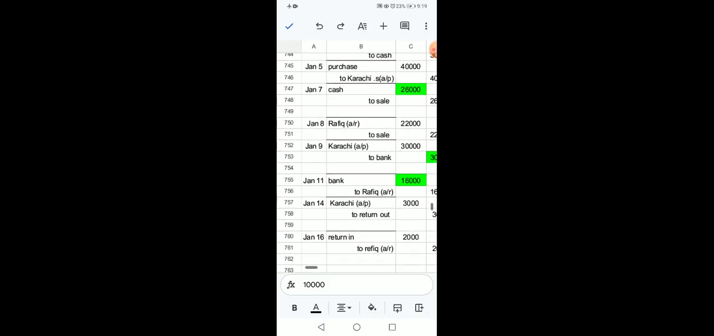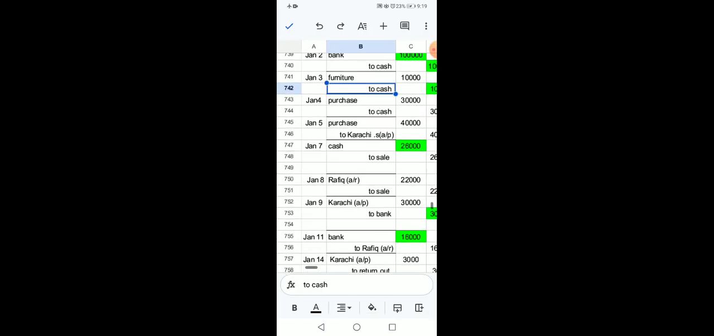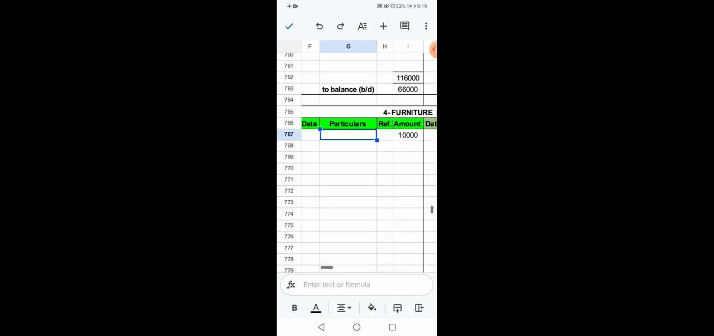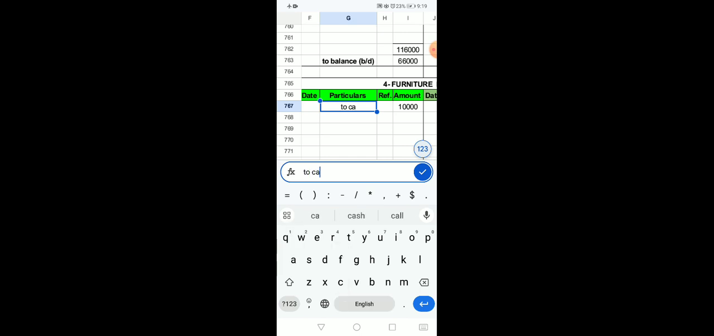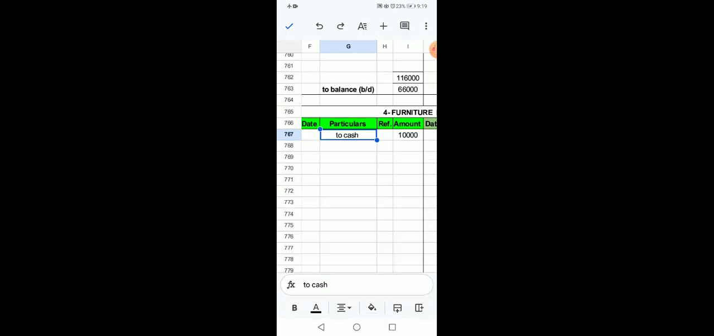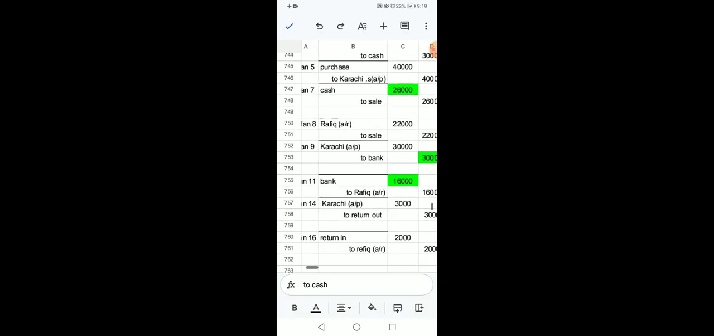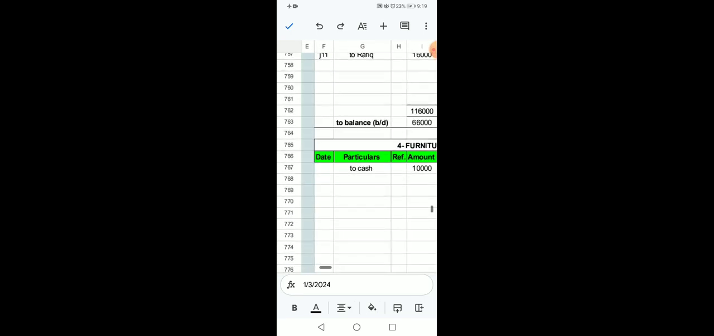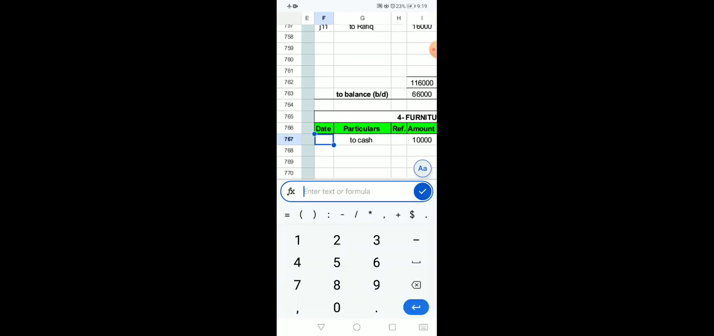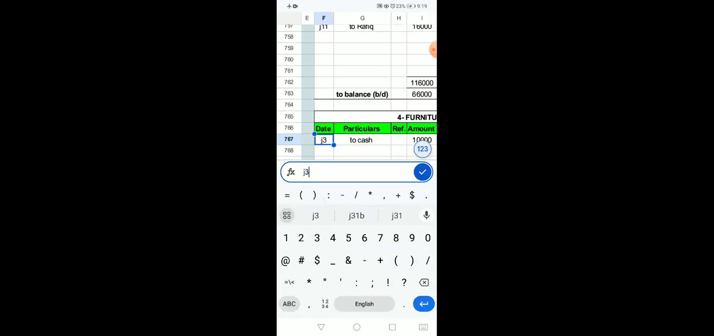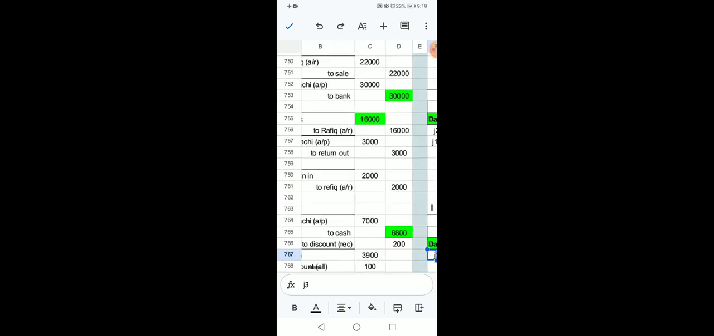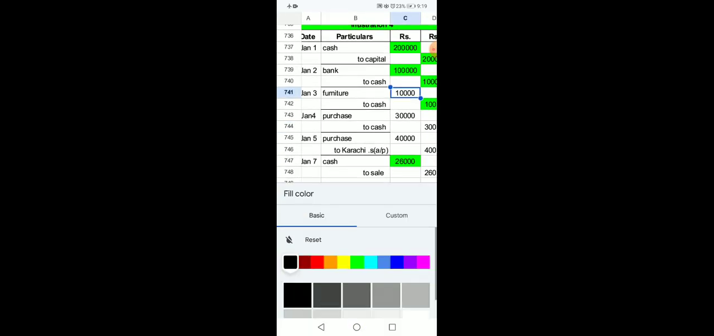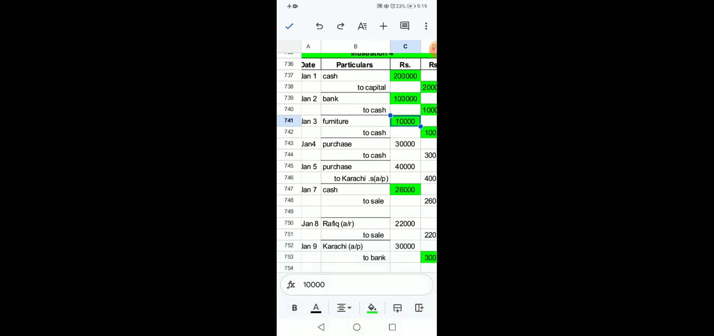Now see what the reference is. Opposite side cash is written, so you will use "To cash" for writing the reference in the particular column. See, for 10,000, what is your date? That is January 3rd. So put the date January 3rd in the date column. This way posting of 10,000 is completed for the furniture. That means you have to mark it as it has been done.